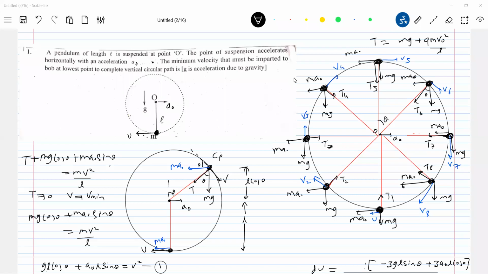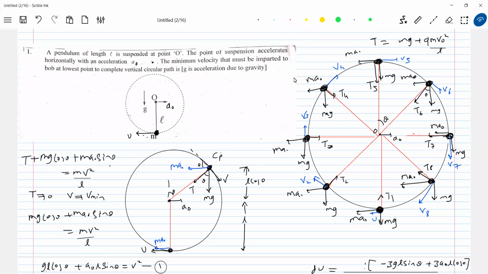Oh, no, no, no. When the bob moves from here to here, what is the net displacement? Is it only L sine theta, no? The bob has moved from here to here. So the work done by the pseudo force will be only this L sine theta.